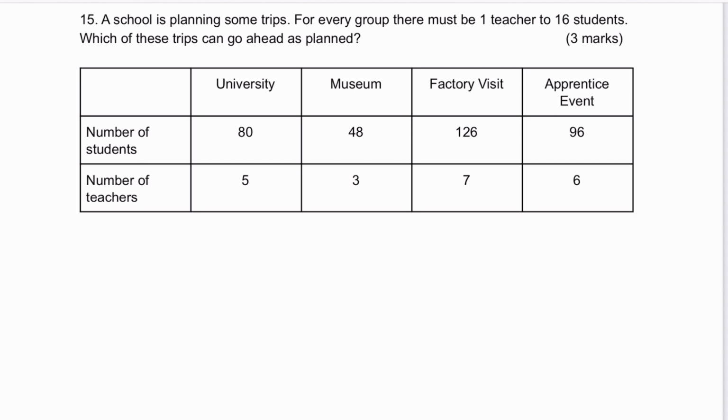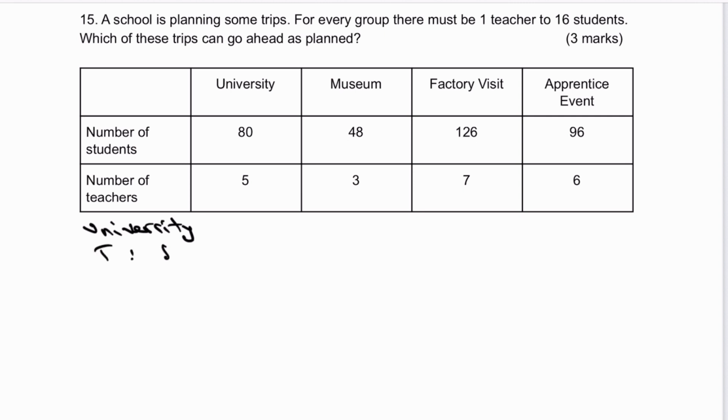So in every group, there must be one teacher to 16 adults. Which of these can go ahead as planned? So let's have a look at the university. Now, the thing to be careful of is that we've been given the information as number of students, then number of teachers. So you just got to make sure that you have it the right way round.